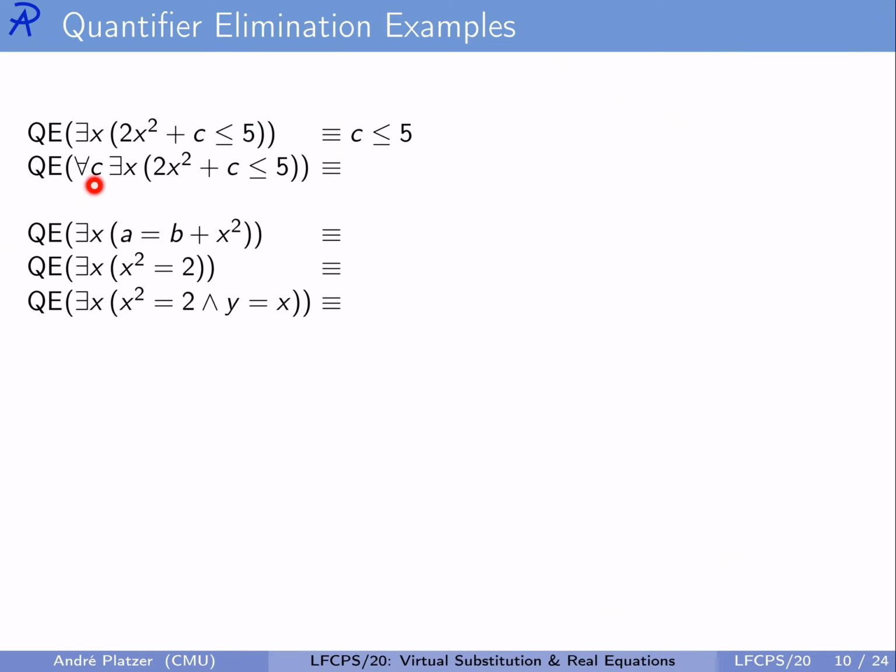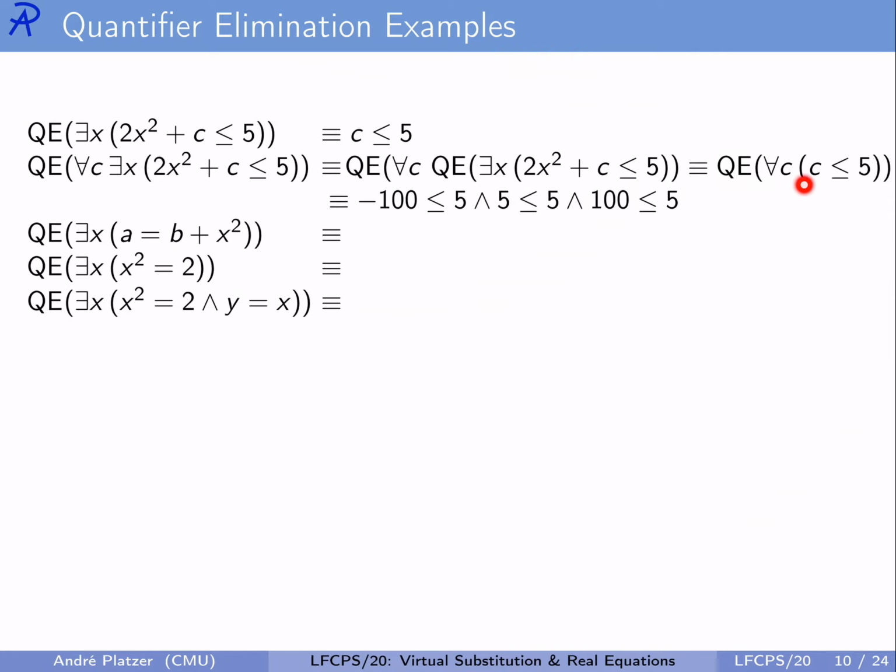Now, if we ask, for example, a formula like, for all c, there is an x such that the same thing again, well, then I guess we could ask, can we quantifier eliminate the result of already having quantifier eliminated the inner quantifier exists? We can eliminate one quantifier at a time. Now, the inner one we just computed is equivalent to c less or equal 5. So the question is what the formula for all c, c less or equal 5 is equivalent to. Can you rephrase that? Sure you can.